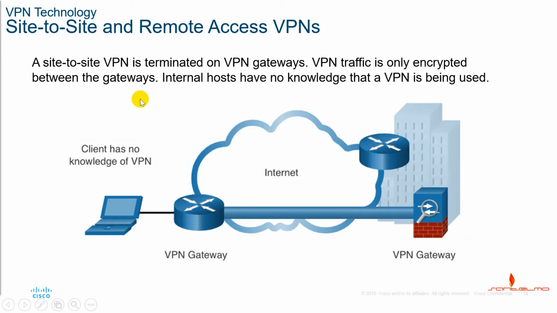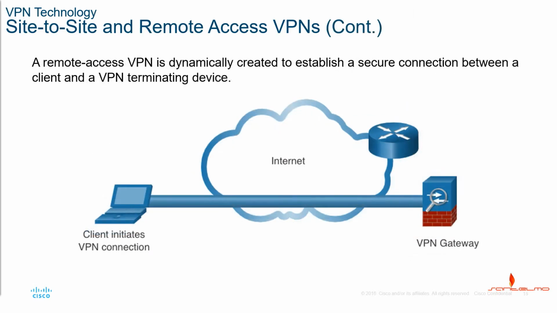A site-to-site VPN is created when VPN terminating devices, also called VPN gateways, are pre-configured with information to establish a secure VPN. VPN traffic is only encrypted between these devices, so internal hosts have no knowledge that a VPN is being used. Next are remote access VPNs. A remote access VPN is dynamically created to establish a secure connection between a client and a VPN terminating device. For example, a remote access SSL VPN is used when you check your banking information online.